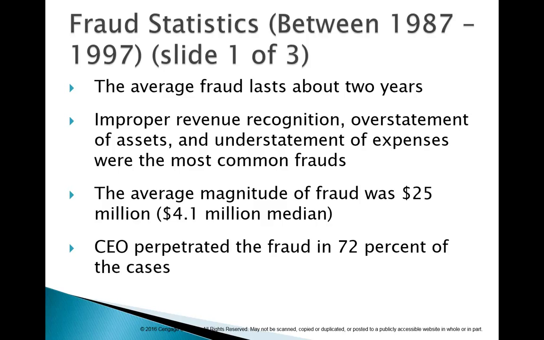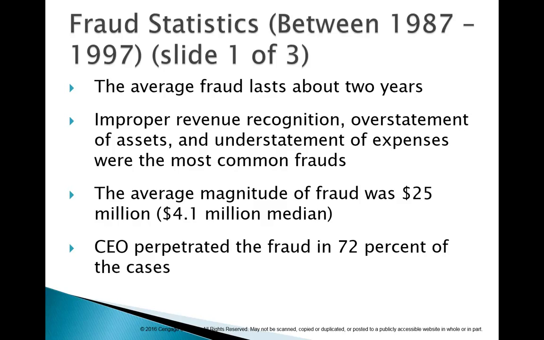The most likely avenue for committing financial statement fraud is through revenue recognition. In Chapter 12, we'll talk about revenue recognition. And then the overstatement of assets, like inventory, is also a common method, as is the understatement of expenses. It's usually a combination of all these, because companies are trying to increase their net income. And the average magnitude of the fraud was 25 million.